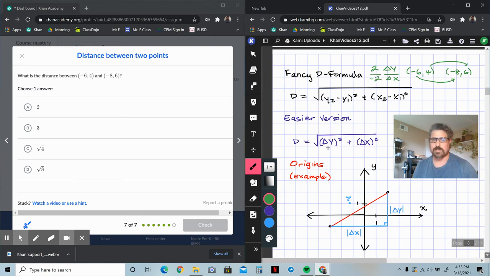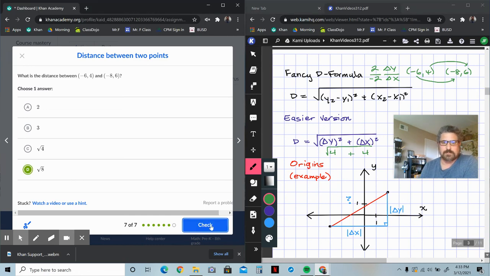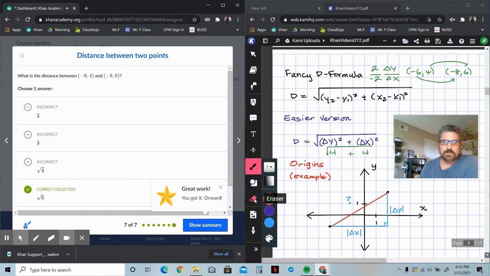So you've got your change in y, which is going to be positive 2, and it's going to be squared. So let's just do that step. 2 squared is going to be 4. You got your change in x, which is going to be -2, but you're going to square it, so that's going to be 4 as well, because -2 times -2 is positive 4. You add it together, you get 8, and it's the square root of that. So it's going to be square root of 8 again.